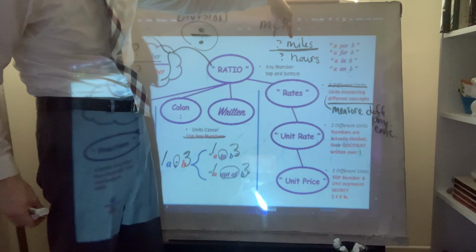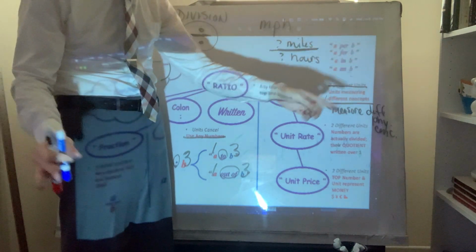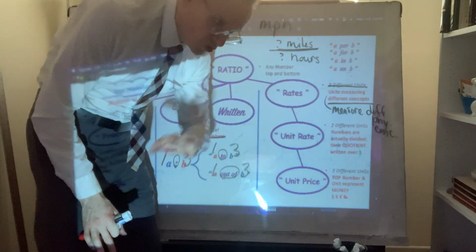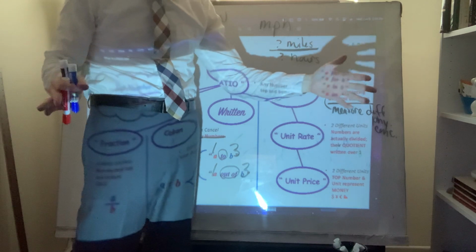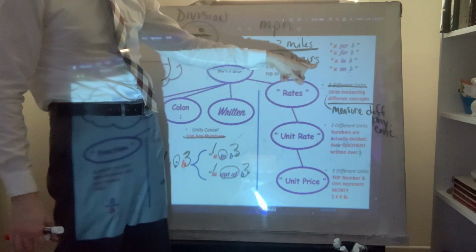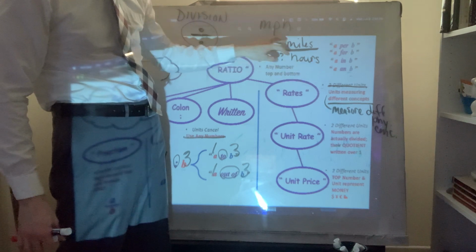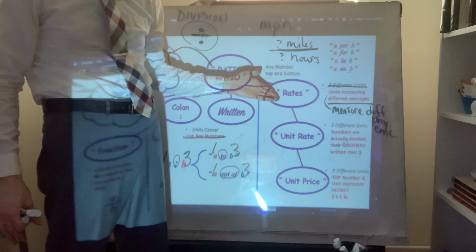This unit above the line measures a distance, which is a one-dimensional concept, right? This unit down here measures time, which is not a physical distance, right? It's the fourth dimension, time, really. But it's a different physical concept. As long as they're different physical concepts, you have a genuine rate, right?